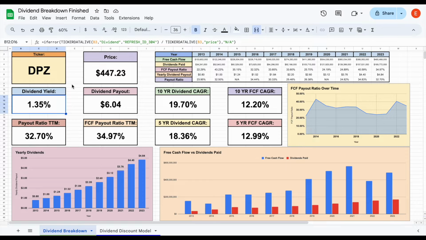So yes, this is a lower yielding company, but there's a lot more you need to understand about them from a dividend perspective that personally makes me like them from a dividend perspective. Let's go ahead and look at those payout ratios.